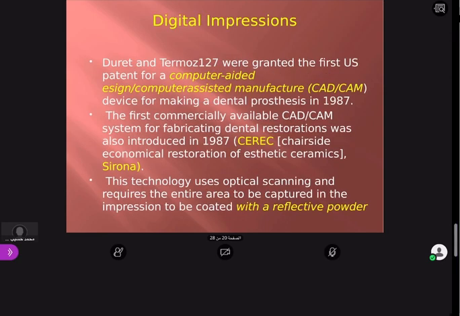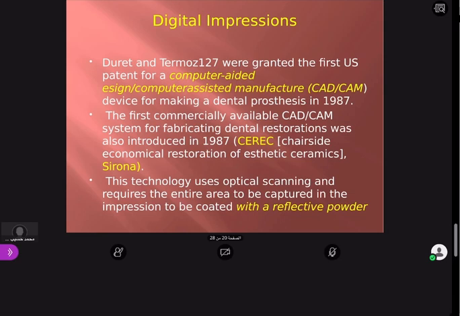So now comes the digital impression. This is the new thing. In digital impression, we do not need any material. So how do we complete the impression? We complete the impression with the optical scanners, with the digital cameras. We will insert the optical scanners, digital cameras directly into the patient's mouth, and by this process we will complete the impression.